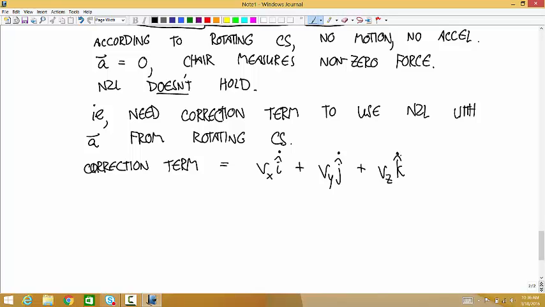Okay. So that's what we're going to do. Any questions about that? That's sort of a philosophical introduction to it. But we'll talk about how to calculate that correction term.